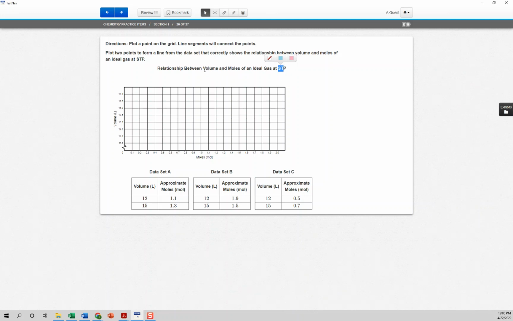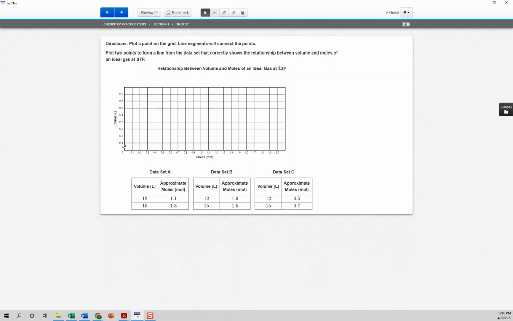And you should understand that the more moles of gas that you have, the greater the volume, so they have a direct relationship. So I know that data set B is wrong, because as the volume increased, the moles decreased, and they should have a direct relationship. So as moles increase, volume should increase. So this doesn't have the right relationship. So data set A has a correct relationship in terms that it's direct. As volume increased, so did moles. And same with data set C, as volume increased, so did moles. But which one is correct? Is it set A or set C?